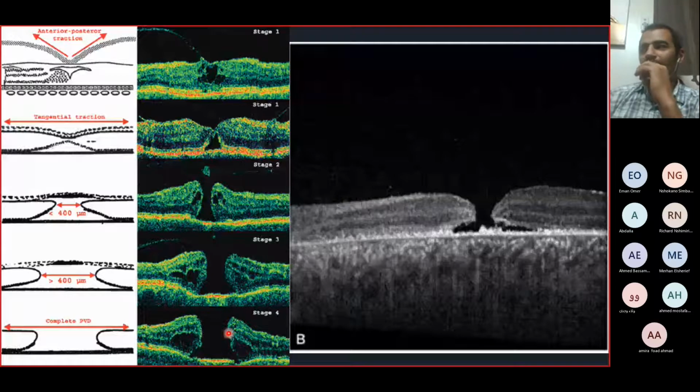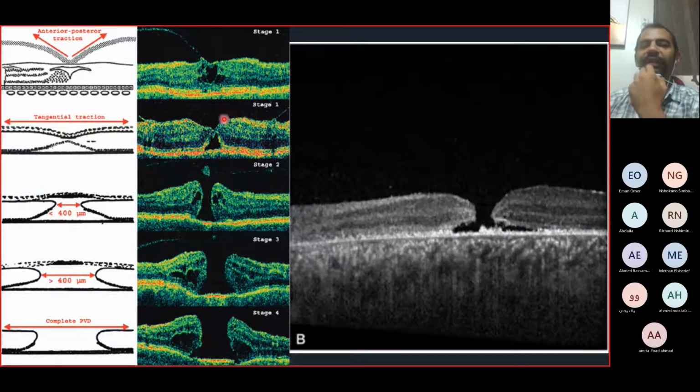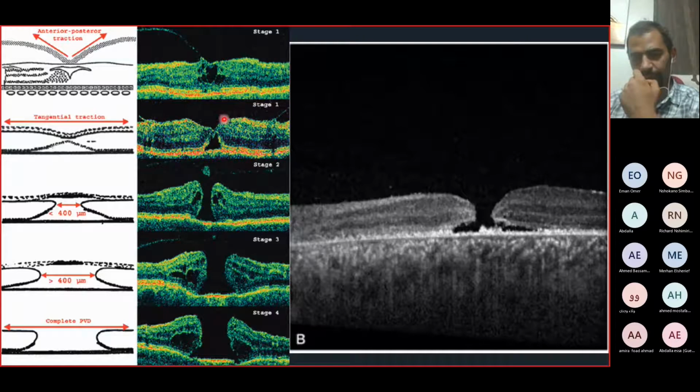So which stages should be operated on? Stage 2 or more. So if a patient has stage 1 macular hole, we usually do not operate on them, even if they are symptomatic, because there is a very good chance, up to 50%, that it may resolve on its own. But if it's stage 2 or worse, the spontaneous resolution doesn't occur except in less than 10%. So we operate on most of those patients.